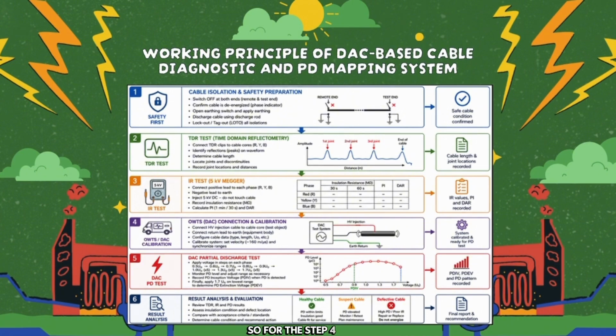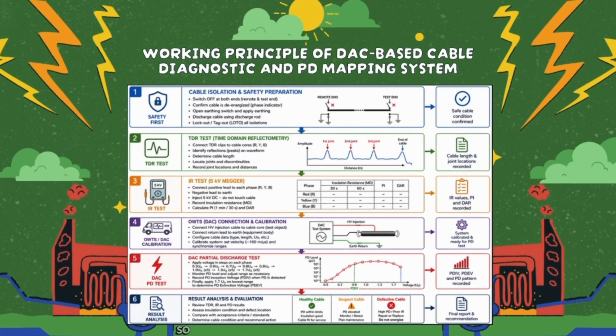So for the step 4 is VLF or DAC connection and calibration. So here we hook up the high voltage injection cable to test object. We input the cable physical parameter into our software, configure the velocity propagation 160 millisecond, and calibrate our equipment to synchronize range across the line.